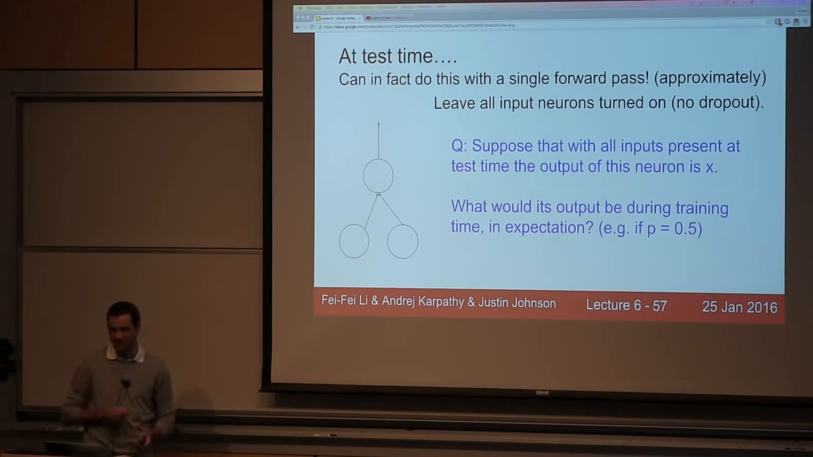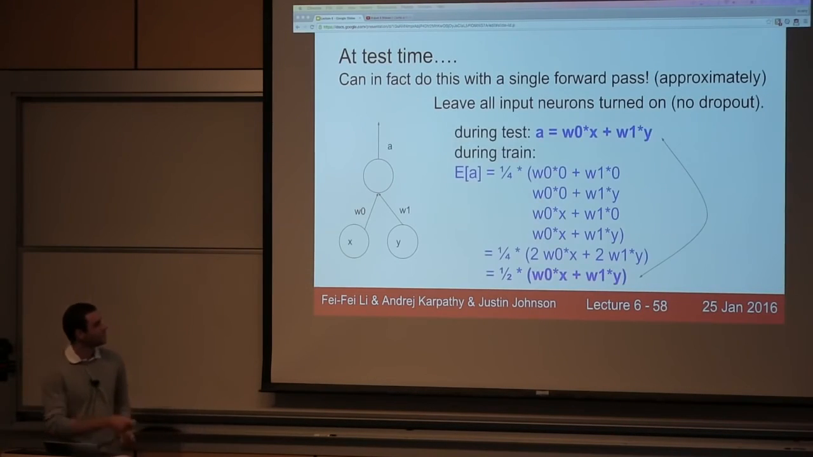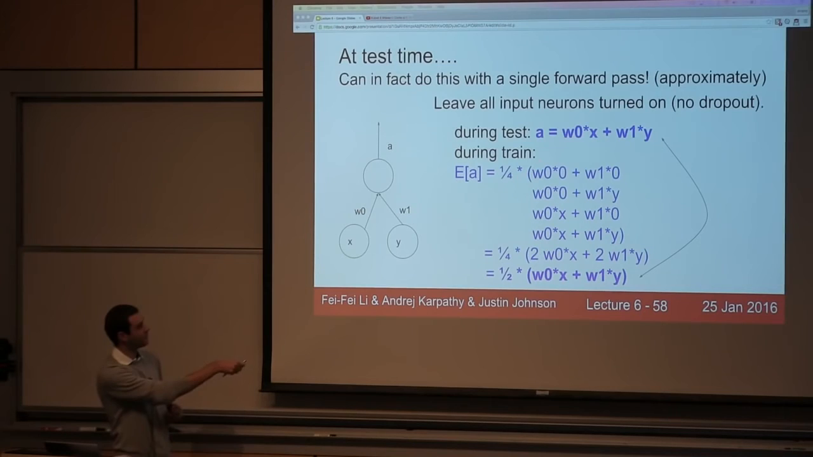So let me show you exactly what this means. During test, say there's no nonlinearity, we're only looking at a linear neuron. During test, this activation becomes W0, which is the weight here, times X, plus W1 times Y. So that's what we want to compute at test time. And the reason we have to be careful is that during training time, the expected output of A in this particular case would have been quite different. So we have 4 possibilities. We could have dropped one or the other, or both, or none. So in those 4 possibilities, we would have computed different values.